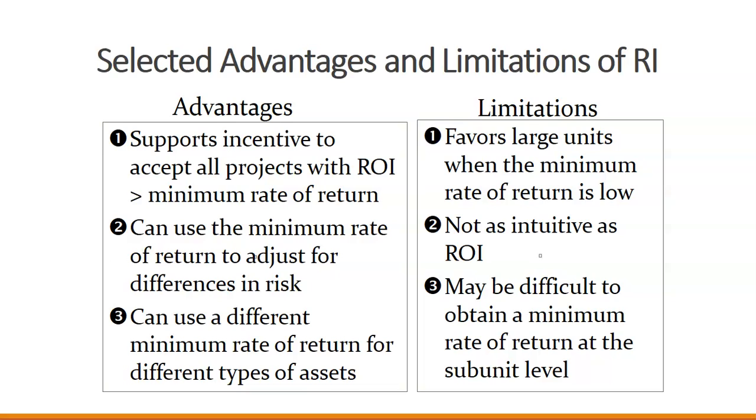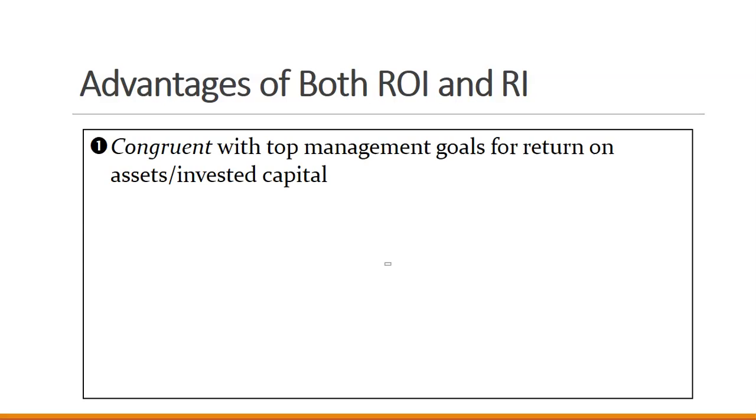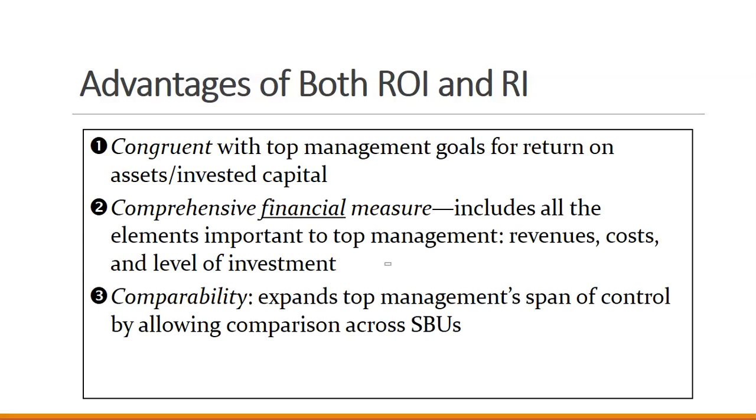The limitations are that when the rate of return is low, this favors the units that are bigger in size than other units. And it can be difficult to obtain a minimum rate of return at small subunit levels. If we use both return on investment and the residual income together, this helps create goal congruency.